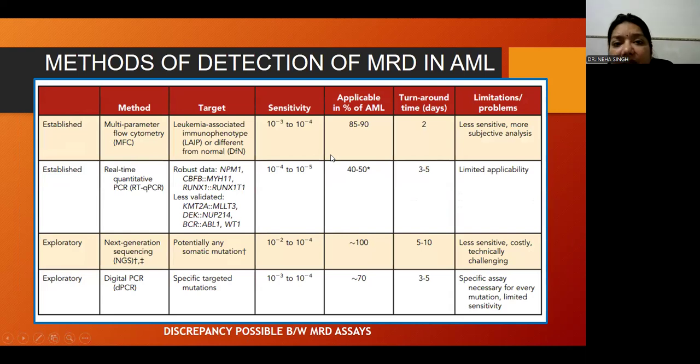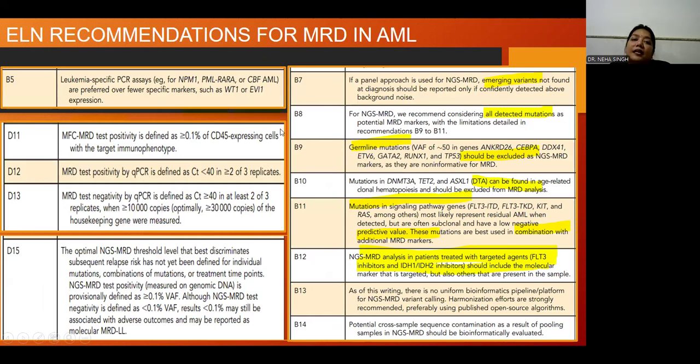So what are the different methods of detection of MRD in AML? They can be flow, they can be quantitative PCR for the fusions as well as NPM1 and WT1. Among the other exploratory methods, NGS has more or less been established, and it is also gaining its ground very strongly and very fast. And apart from that, digital PCR also is coming up.